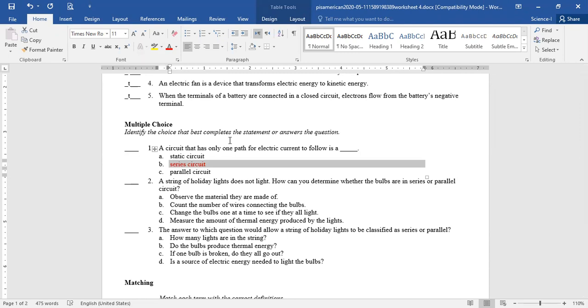Then number 2: a string of holiday lights does not light. How can you determine whether the bulbs are connected in series or parallel? You know the holiday lights, like the Ramadan ones found on every balcony and in the street. If you were asked how to determine whether these light bulbs are connected together in parallel or in series, how could we determine this?